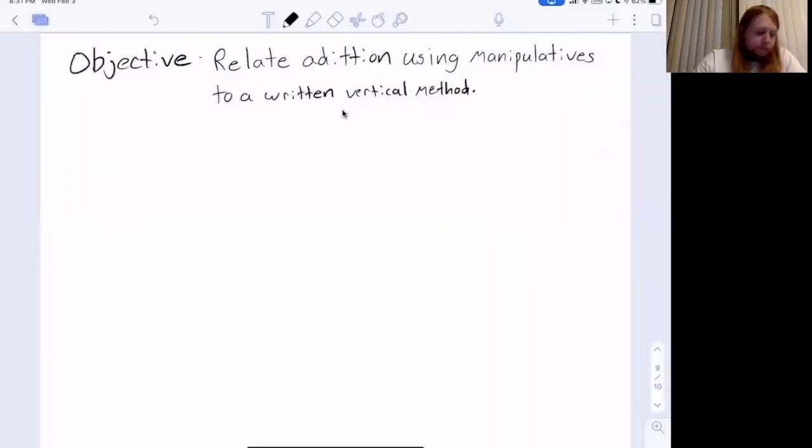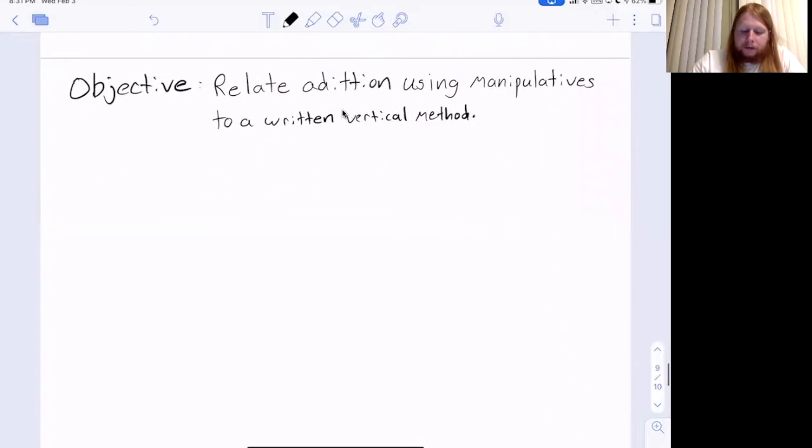All right. So our objective for this lesson is to relate addition. Whoa, wait, that's so weird. I don't know how that happened. Relate addition, not two T's, just one T, using manipulatives to a written vertical method.